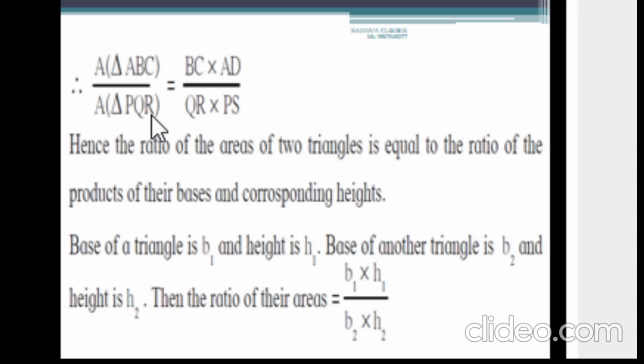So that means the ratio of areas of two triangles is equal to the ratio of the products of their bases and corresponding heights. If the base of a triangle is B1 and height is H1, and the base of another triangle is B2 and height is H2, then the ratio of their areas is equal to B1 into H1 upon B2 into H2, where B1, B2, H1, H2 are not 0.